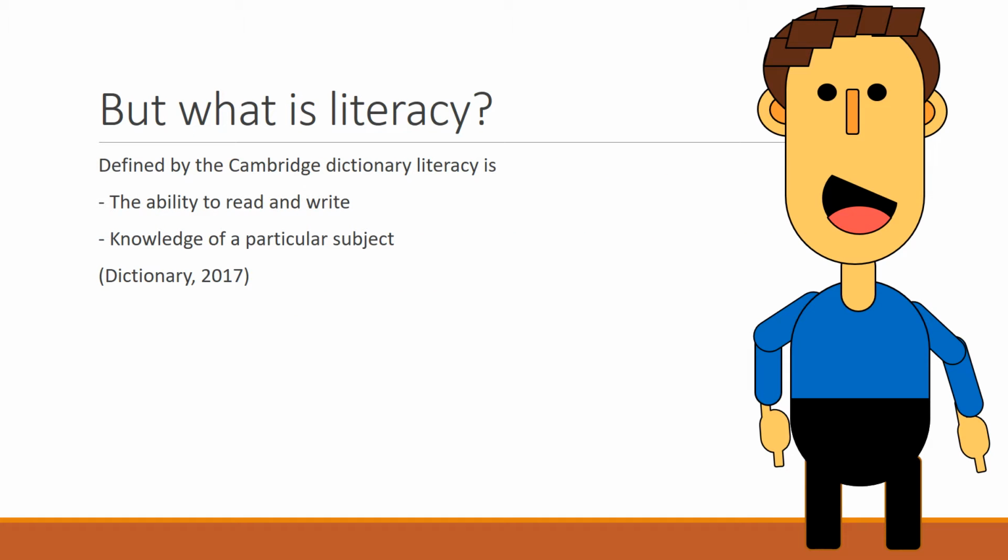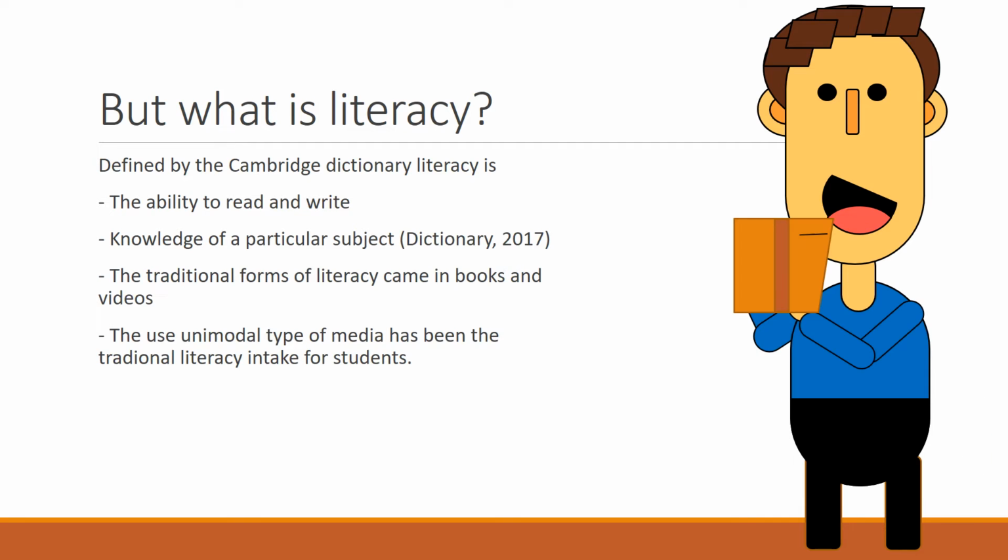As defined by the Cambridge Dictionary, literacy is the ability to read and write, the knowledge of a particular subject, but the forms these literacies have traditionally taken were in written books and visual videos. These are unimodal, using one type of media. These unimodal types of media have been stagnated in the classroom.